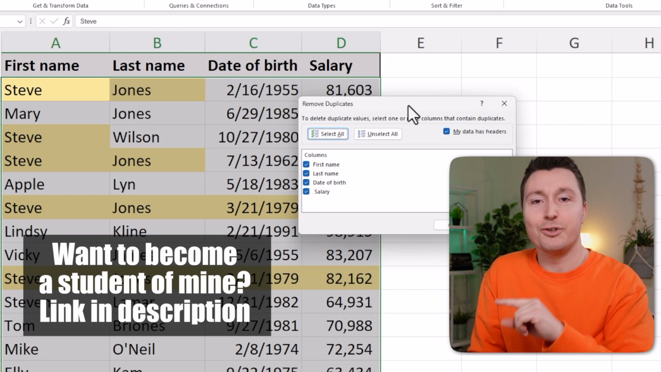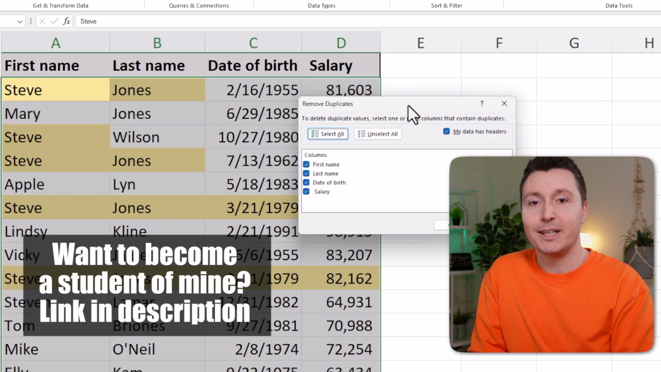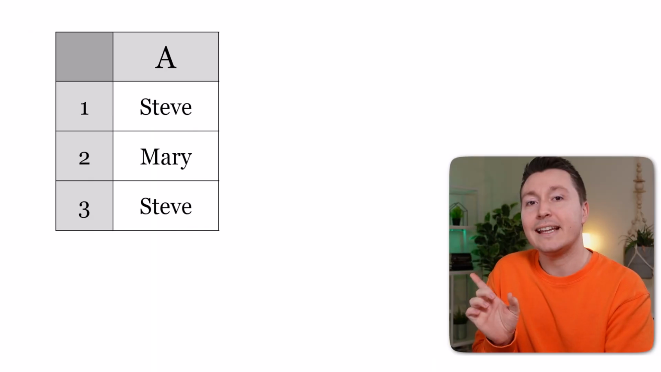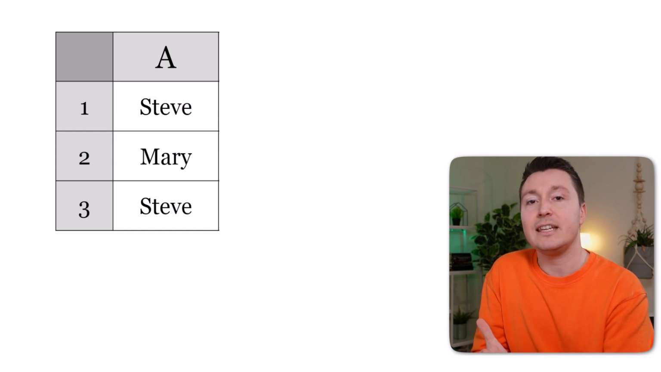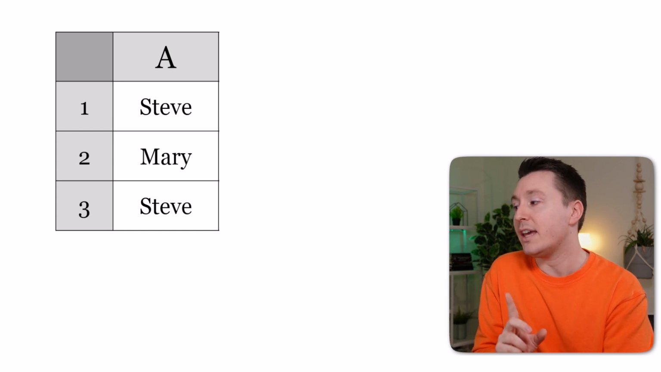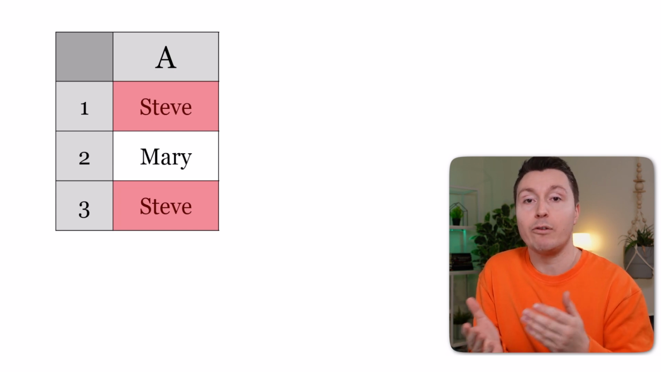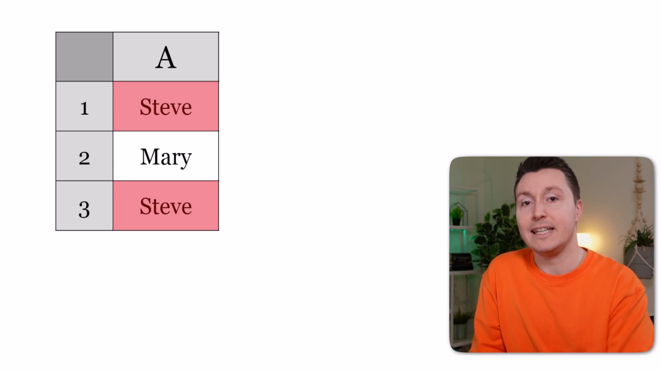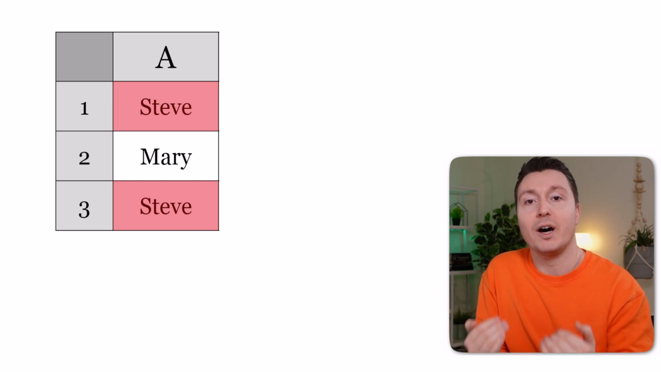And in order for you to understand what it does, we need to dive into why I said potential duplicates a few seconds ago. In this tiny data set, we have Steve, Mary, and Steve. And it's easy to see with the naked eye that Steve and Steve are duplicates. So if we remove duplicates, we remove one instance of Steve. And that's the lower version because remove duplicates always removes from the bottom up.